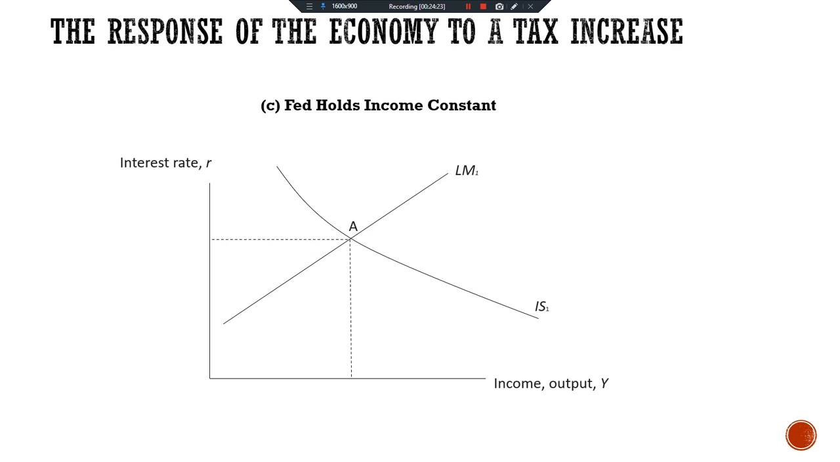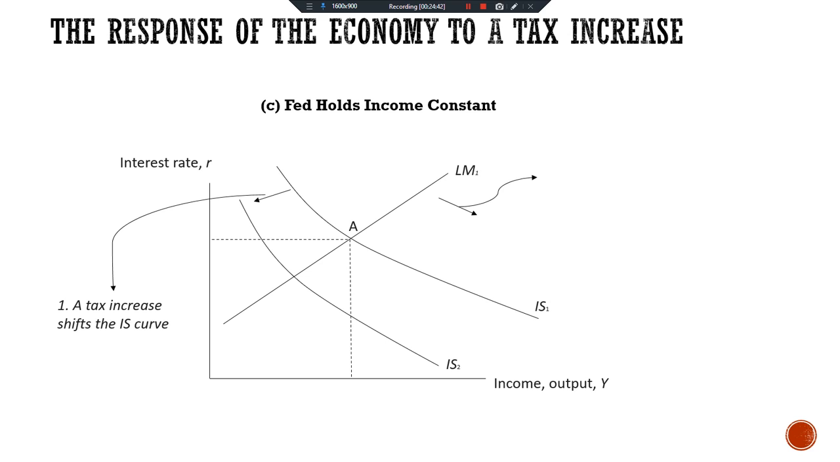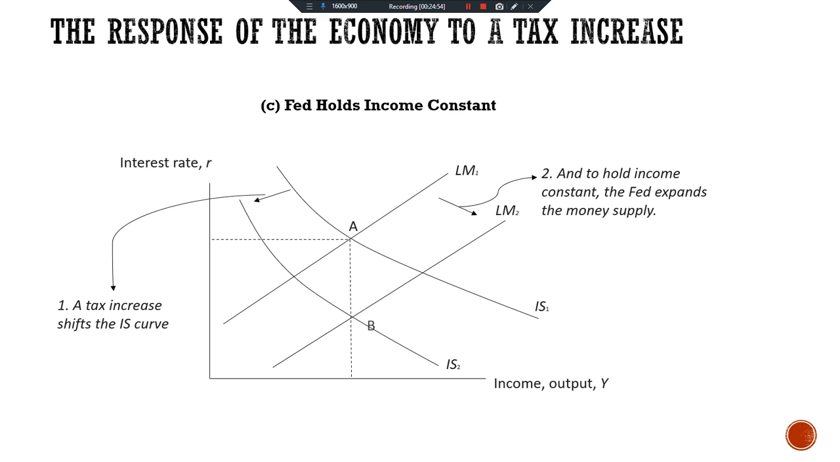Now by keeping the income constant, an increase in taxes shifts the IS curve downward. So we have a new IS curve, and by holding the income constant, the central bank expands the money supply, and we have a downward or rightward shift in the LM curve. So our LM curve will shift rightward, and that LM curve will intersect the new IS curve at point B. So at this point we have a new equilibrium and we have a reduction in our interest rate from this point to this point.